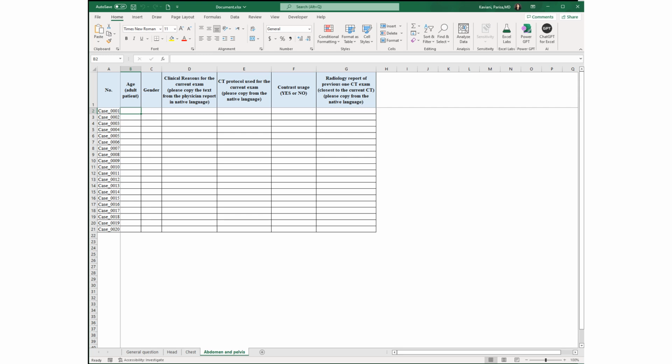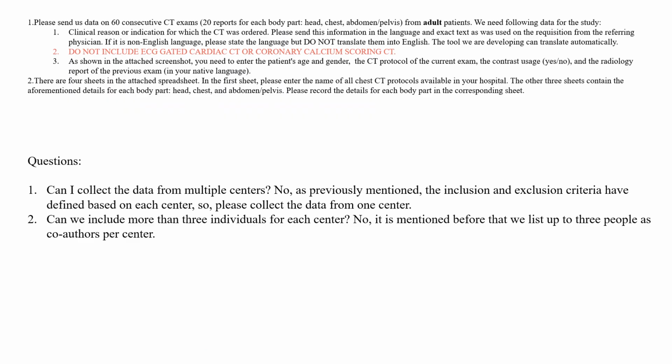One of the other questions, which was asked multiple times, was can we include radiology reports from multiple centers? Please do not do this, as we want to have the same exclusion criteria for all patients. And here are the details that we initially mentioned, that we want 60 radiology reports which are consecutive, 20 reports for each body part.